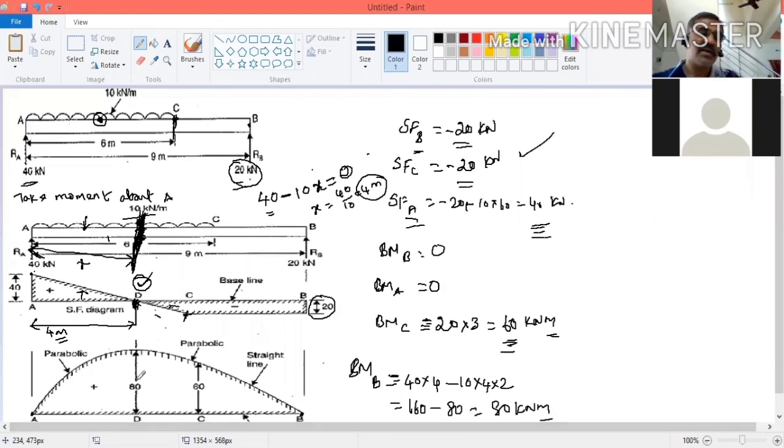See, at point D it is 80, but at point C it is only 60. So if you want to draw the bending moment diagram, here it is 0, and here also it is 0. At this point it is 60. On the right side, only a point load is there, so it is a straight line, linear. After that we have a uniformly distributed load, so then it is a curve. Maximum is 80 at point D. So you have to draw a curve like this.